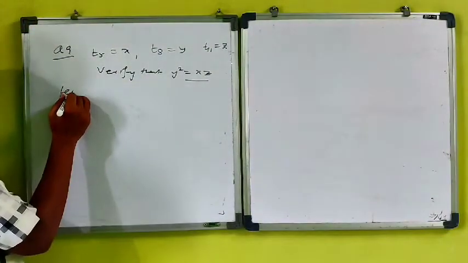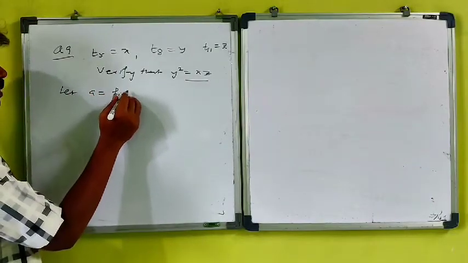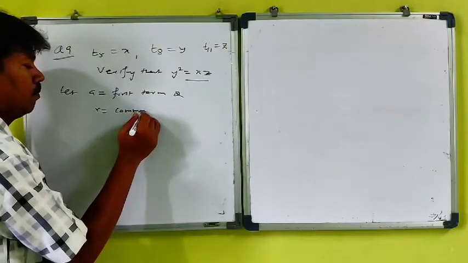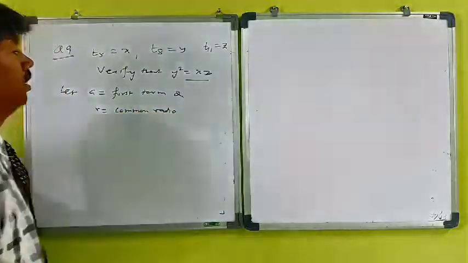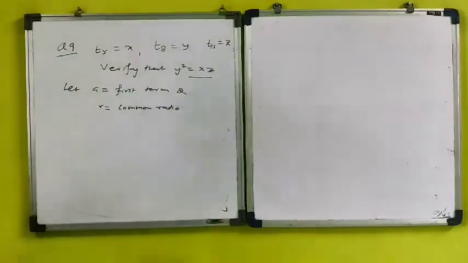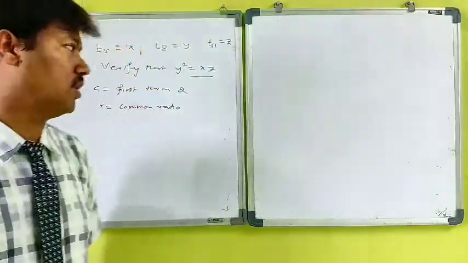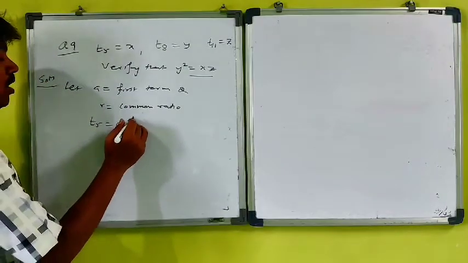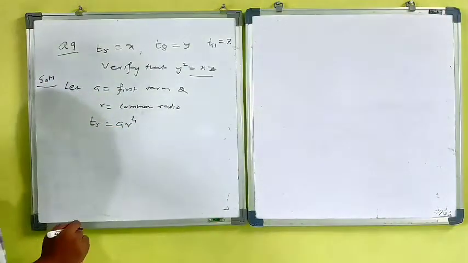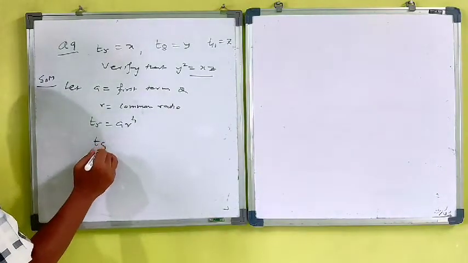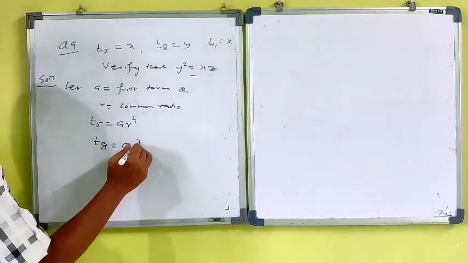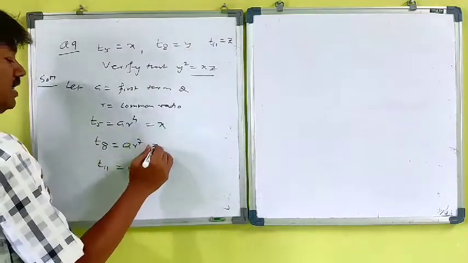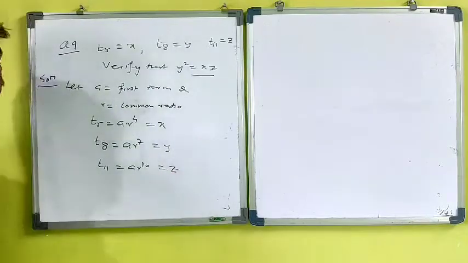So let a be the first term and r the common ratio for this. So what is T5 then? Solution here. T5 will be a r raised to 4. So that is T5. What is T8? T8 would be a r raised to 7. T11 is a r raised to 10, which are given as x, y, and z.